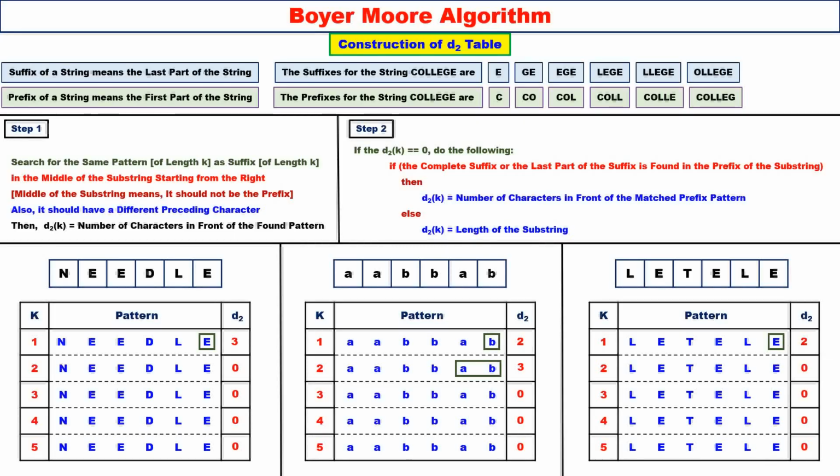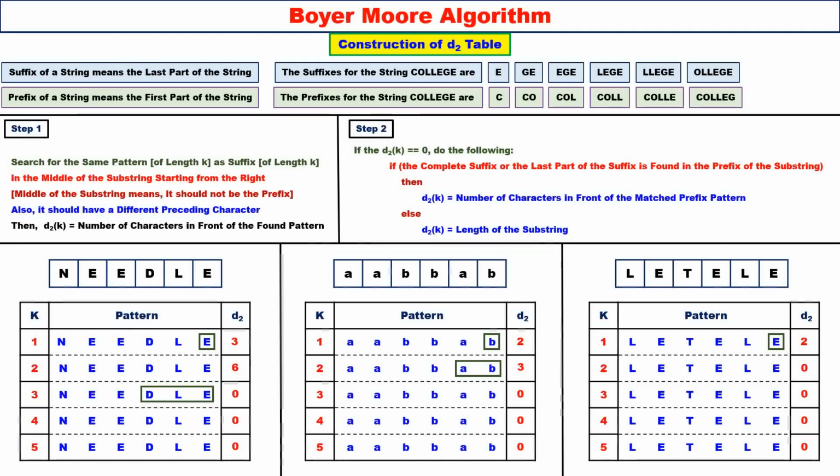Let us go to needle. Just see LE. Is it found as LE or E? The complete suffix is LE. The last part of the suffix is E. LE or E, is it found as the prefix of the string? No. Therefore, don't do it. You initialize it to the length of the string. D2 is initialized to the length of the string. Good. DLE. DLE or LE or E, is it found as the prefix of the string?